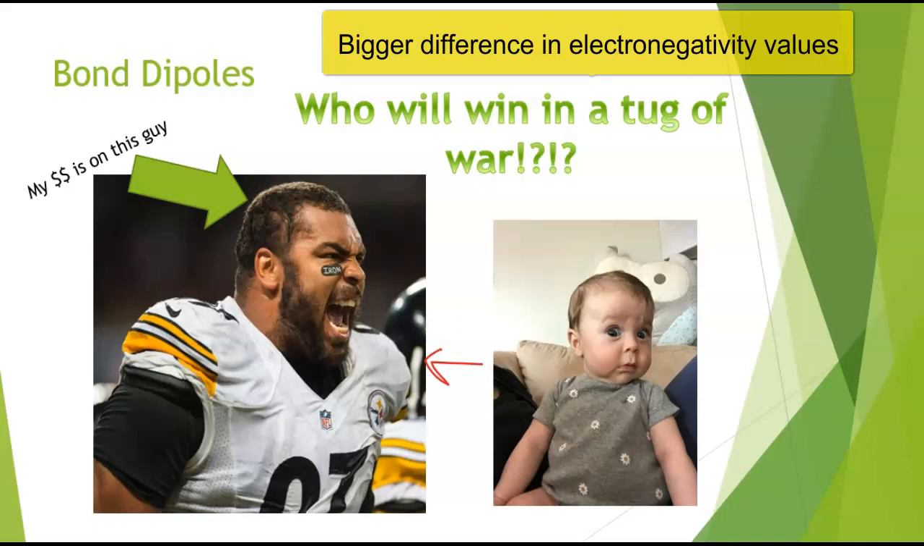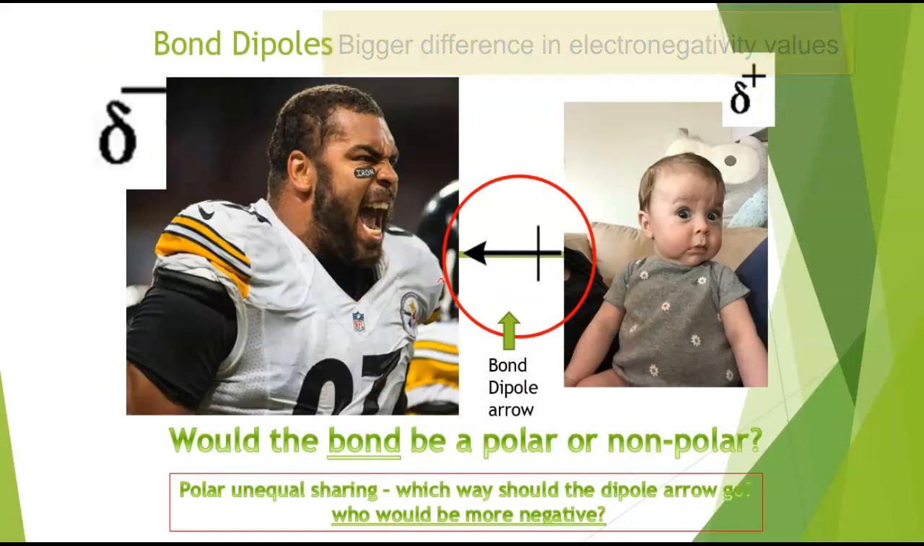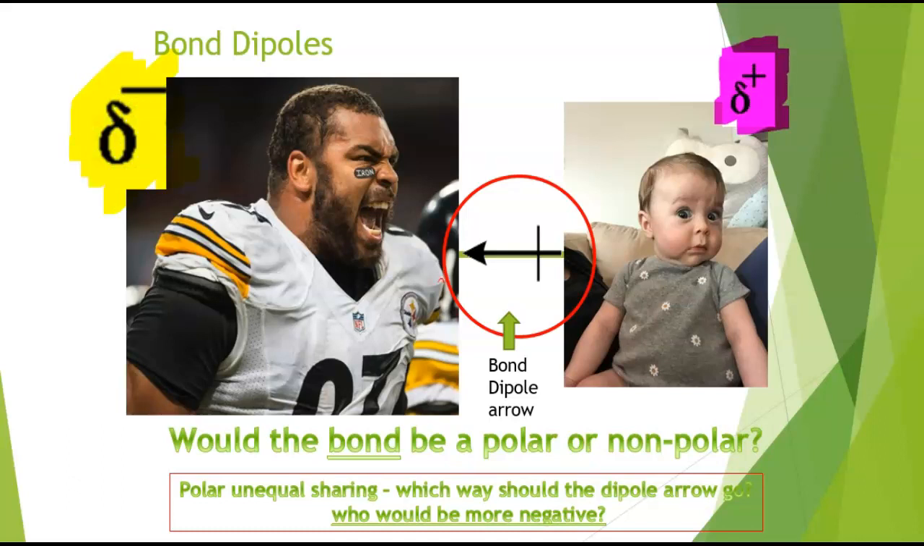Okay? So whenever we see this, we're saying, is this a polar bond or a non-polar bond? Well, in this case, we know that it's going to be a polar bond. Cam Hayward's going to be negative. Adelaide's going to be positive because Cam Hayward's going to hog all of those electrons. And so you're going to have a bond dipole.